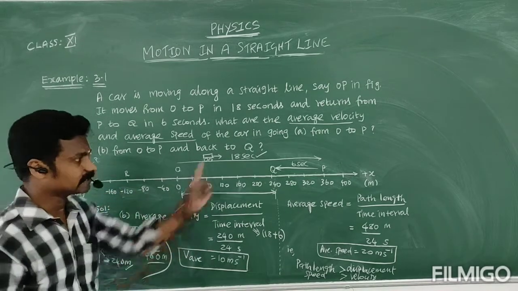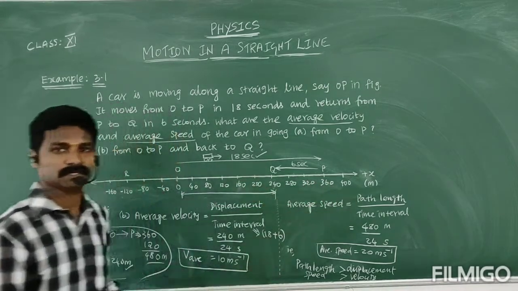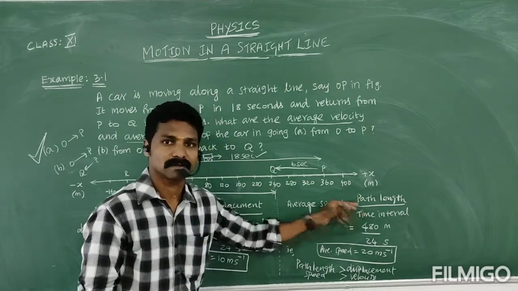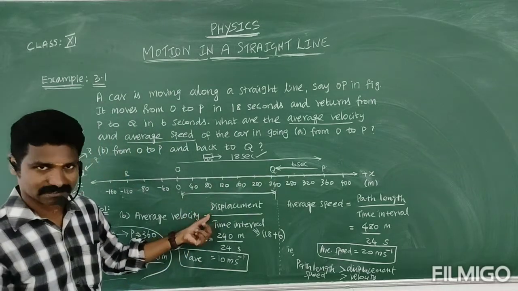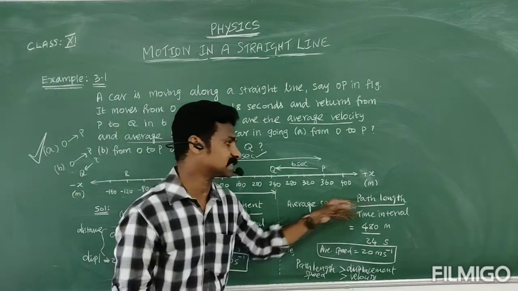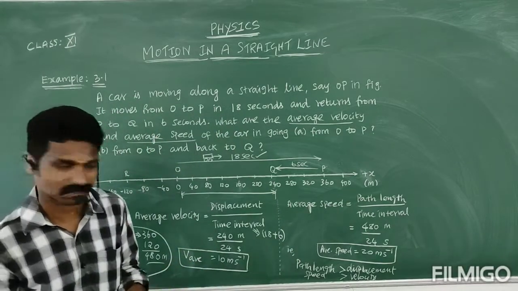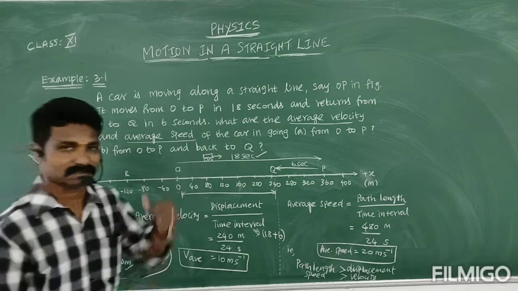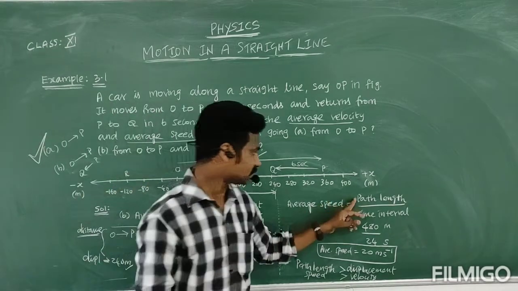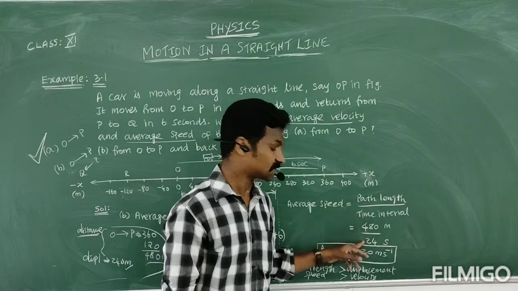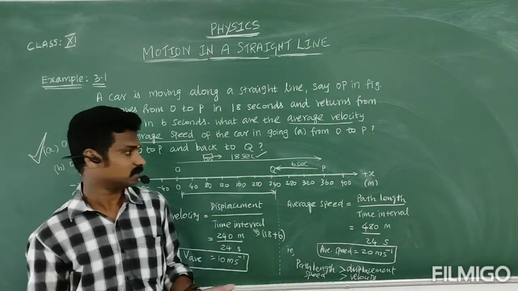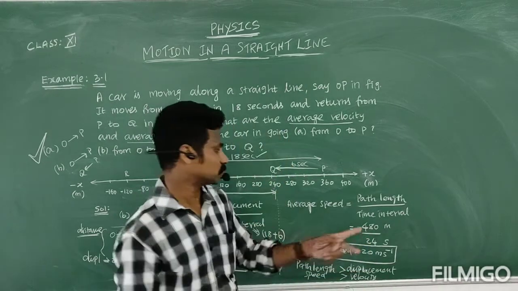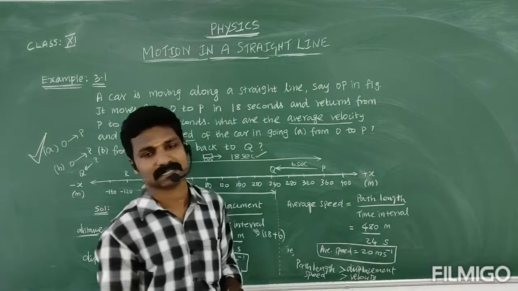Next, the average speed. For average velocity the main thing is displacement, but for average speed the main thing is path length, the actual path covered, which is 480 meters. The time interval is 24 seconds. So 480 divided by 24 is 20 meters per second.